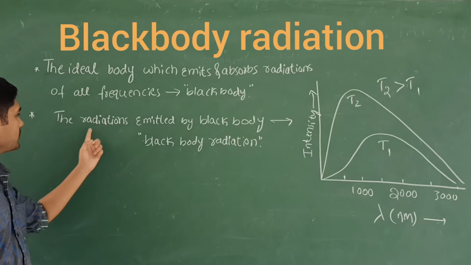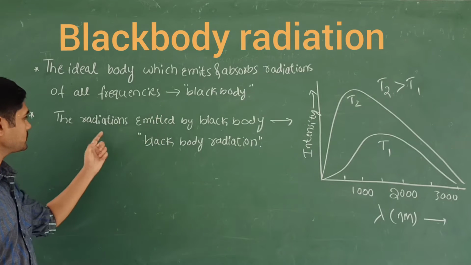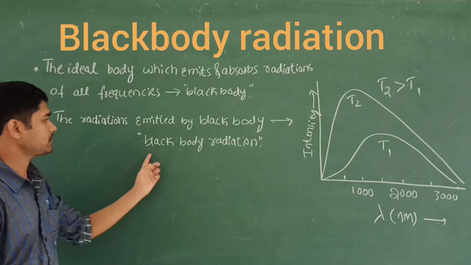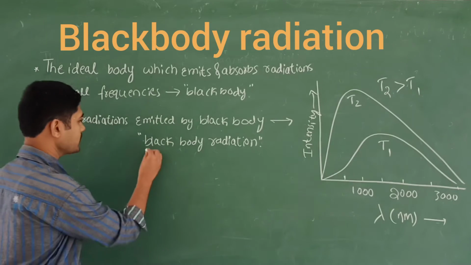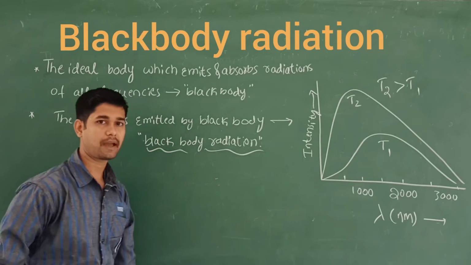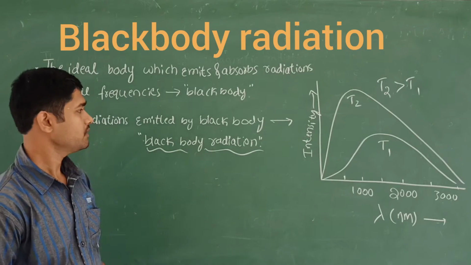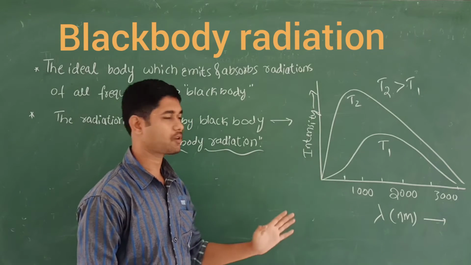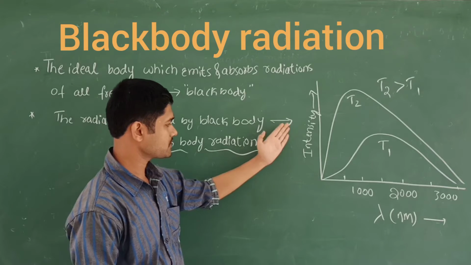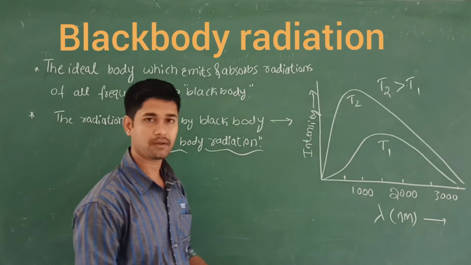Then this black body emits radiations, which we call black body radiation. This is a very simple definition. Black body, and its radiation. So let us look at a simple plot drawn here: intensity versus wavelength, the Planck's quantum plot.